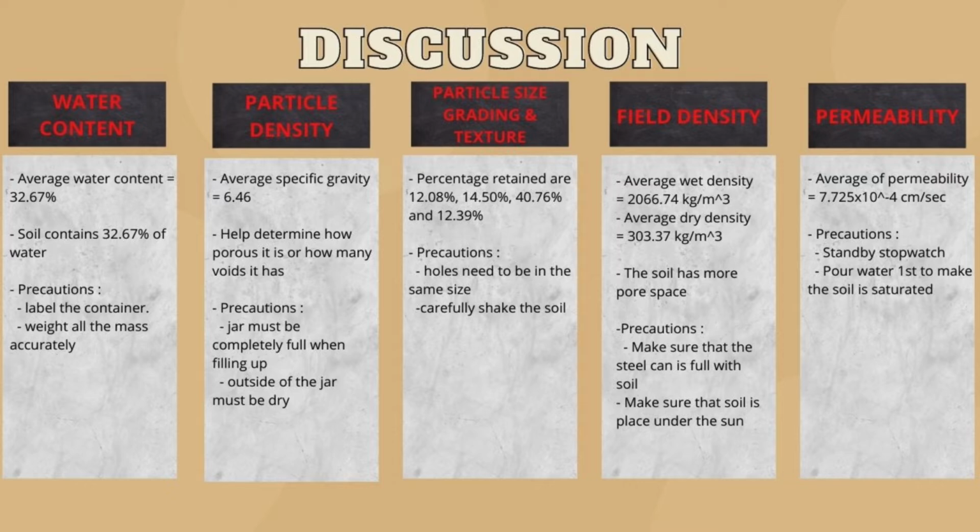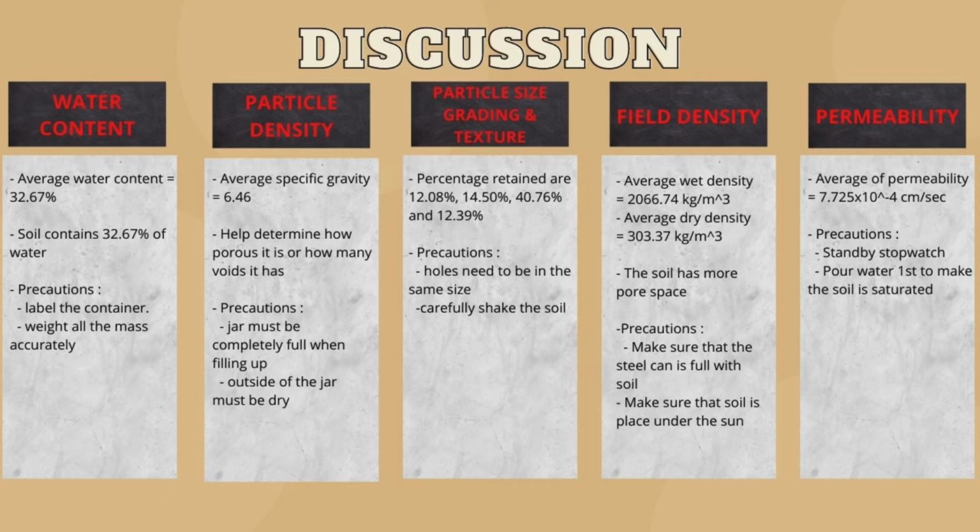Next is for the field density test. The average of wet density is 2066.74 kg per meter cubed and the average of dry density is 303.37 kg per meter cubed. This shows that the soil has more pore space. For the precaution, first, make sure that the steel can is full with soil and make sure that soil is placed under the sun. And the last one is for the permeability test.